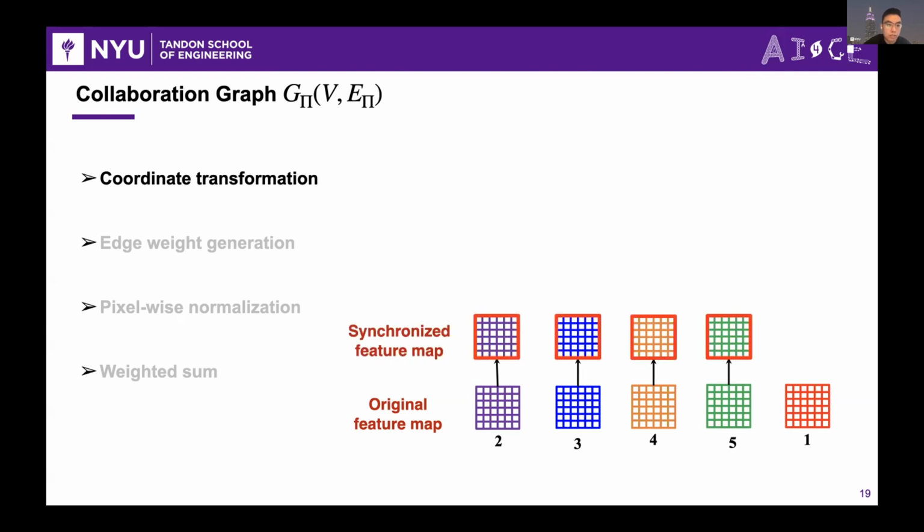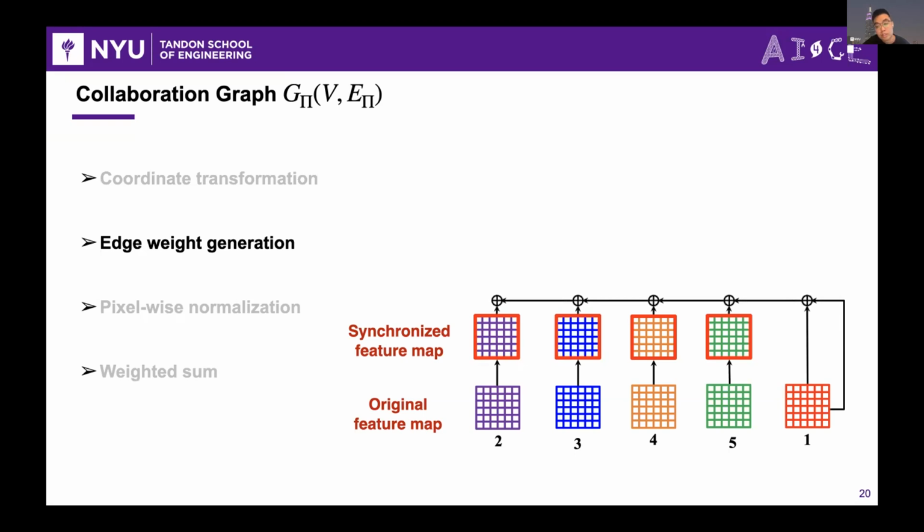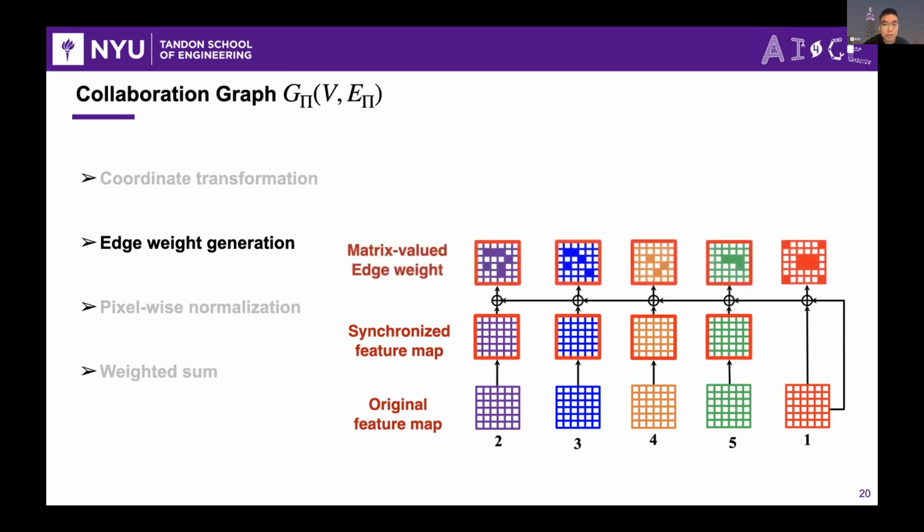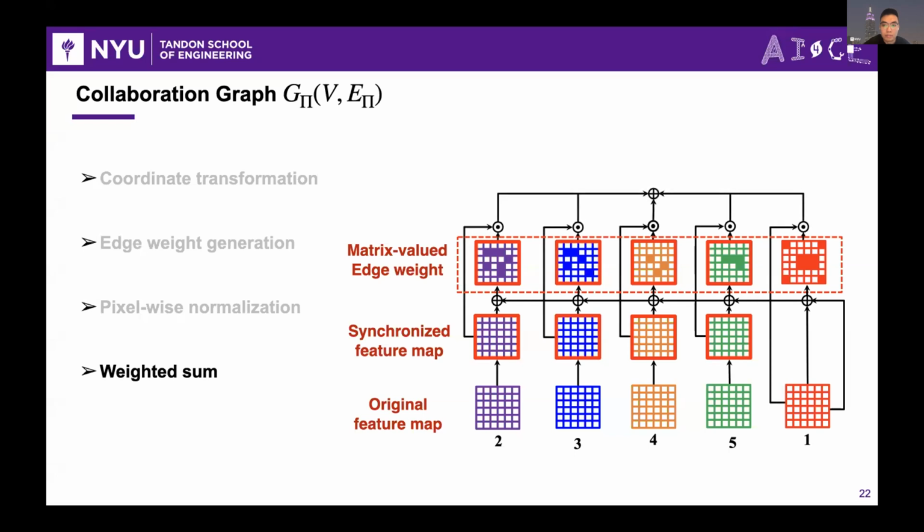The next step is edge weight generation. We use a learnable convolutional neural network, which takes the concatenation of the neighbor agent's feature map with the ego agent's feature map, and then outputs a matrix. In this matrix, each value means the spatial importance of the message from the neighbor agent. If a pixel has a higher value, this message is more valuable. Then we implement pixel-wise normalization, and finally we use a weighted sum to aggregate all the information together.